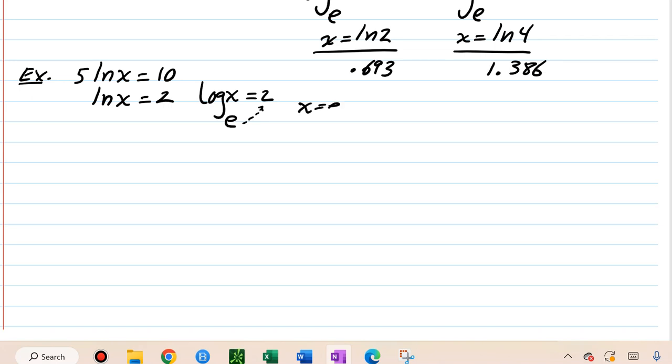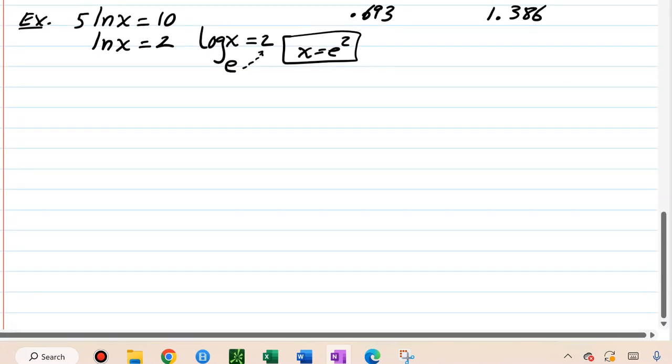That means x would be e squared. Again, that would be the exact value. And let's keep them exact from now on instead of approximation. The exact looks better. And there you go. That's the solution to this equation.